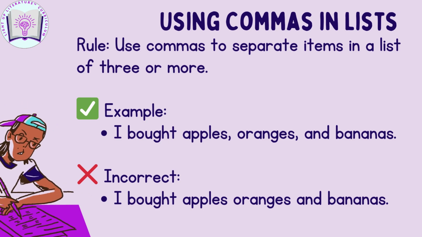So, using commas in a list. Whenever you have 3 items or more, you're going to use your commas. For example, I bought apples, oranges, and bananas. That gives us our items, and we're taking a comma. We're identifying each single individual one of those.